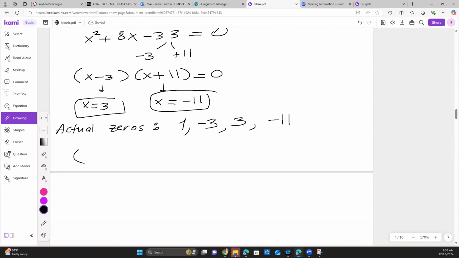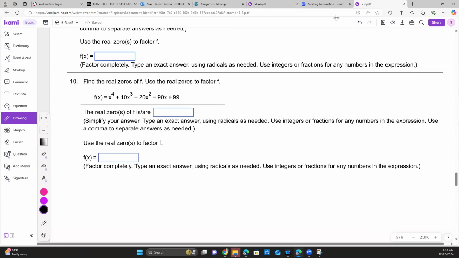Now, the second part of the question, writing our function in factored form, I'll have x minus 1, x plus 3, x minus 3, and x plus 11. This is how we write our function in factored form. And this takes care of our last question for section 5.3, which is the real zeros of polynomial functions.